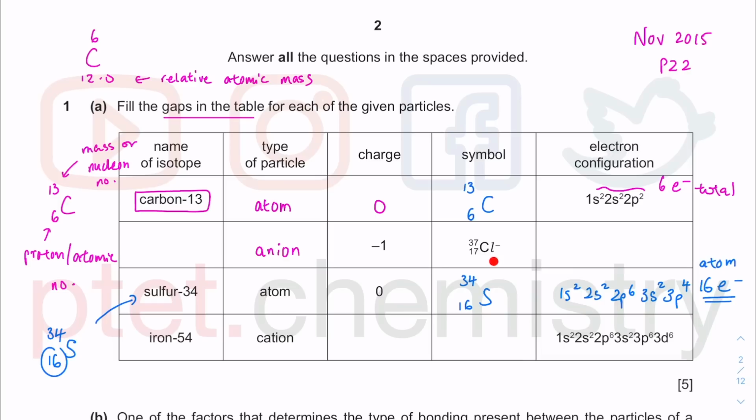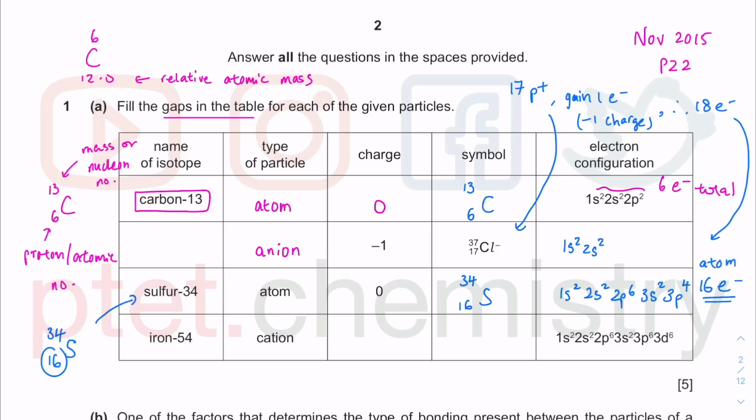Now the second row represents a chloride ion with a -1 charge. That means the atom has gained 1 electron. We know that chlorine has 17 protons, but now you gain 1 electron because you have a -1 charge. So altogether you are going to have 18 electrons. And when you have 18 electrons, we are talking about a fully filled outer shell. So it's going to look like argon. So 1s2, 2s2, 2p6, 3s2, not 3p5 but 3p6, because this is an ion of a -1 charge.